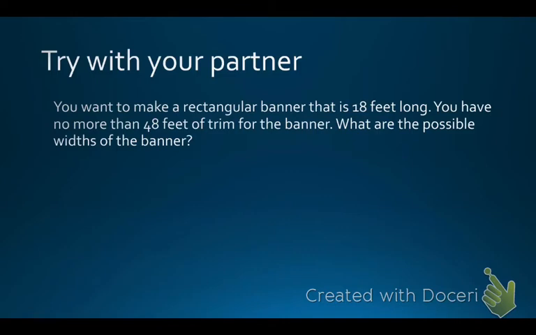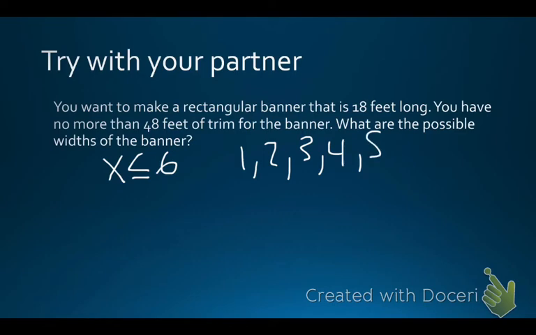All right, the possible widths of the banner would be anything where x is less than or equal to 6. So it could be 1, 2, 3, 4, 5, or 6 feet. It can't be 0 feet because then you wouldn't have a banner. That wouldn't make sense. I just put the whole numbers that it could be. It can't be negative feet because that doesn't make sense. But we know that it can be anything less than 6 feet, including 6 feet.